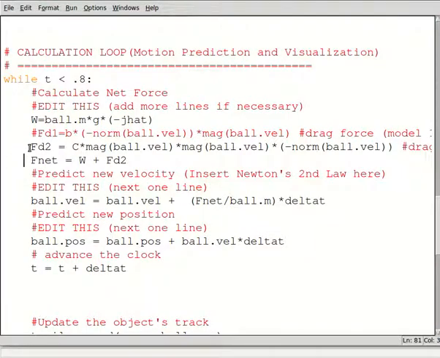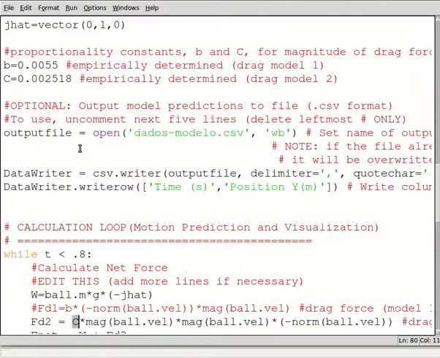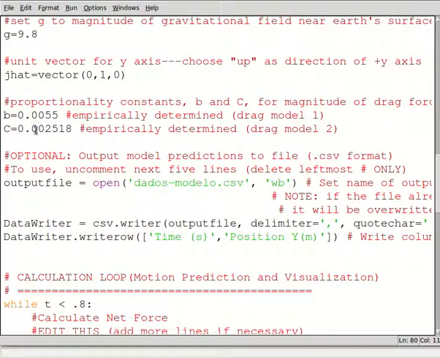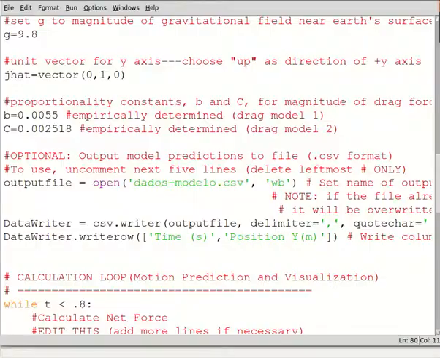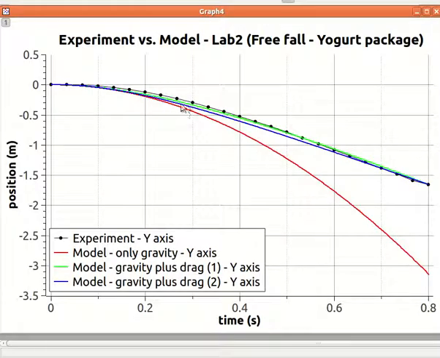We also considered another model for drag, proportional to the square of the speed, and also with a constant c adjusted empirically. But it's interesting to see that the second model of drag, proportional to the square of speed, is not as good as the first model of drag.